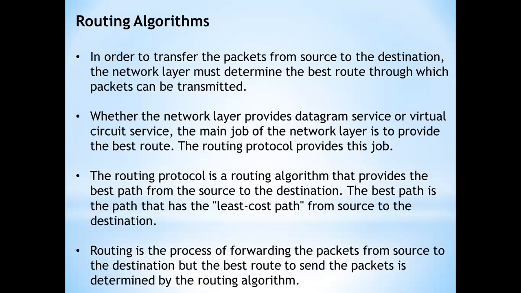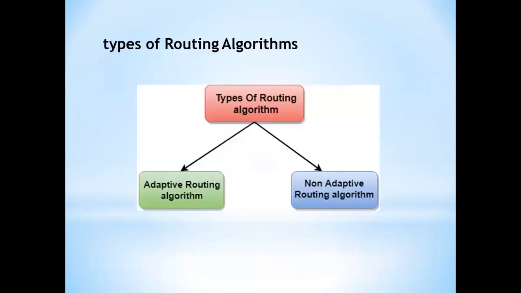Such a decision is dependent on whether the subnet is virtual circuit or datagram switching. Desired properties of routing algorithms are optimality, fairness, robustness, stability, and correctness. There are two types of routing algorithms. First is the non-adaptive algorithm and second is the adaptive algorithm.